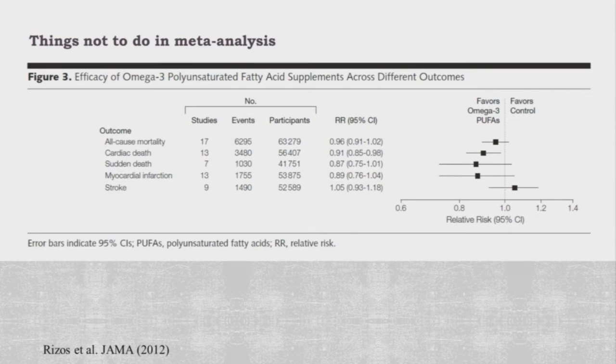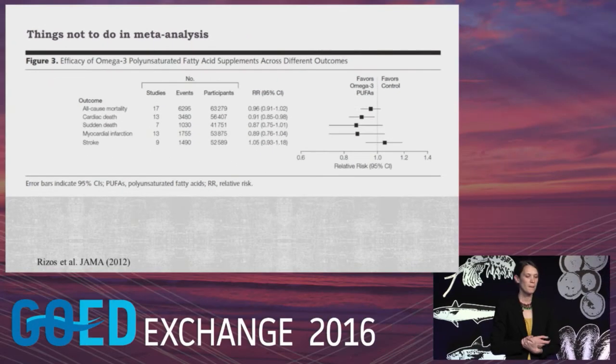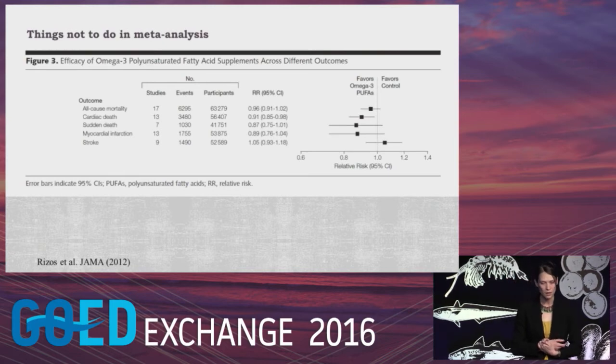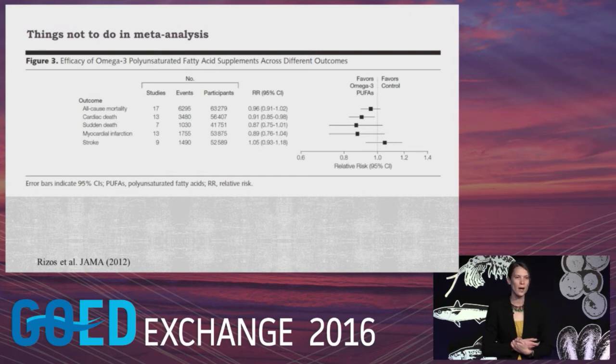We've got the different outcomes that they're looking at. The first one is all-cause mortality. We see that the confidence interval is overlapping 1, which is an equivalent effect. We see that cardiac death falls below 1. The confidence interval falls below 1. And sudden death has a wider confidence interval that overlaps 1.